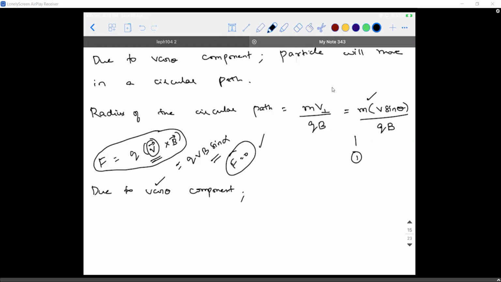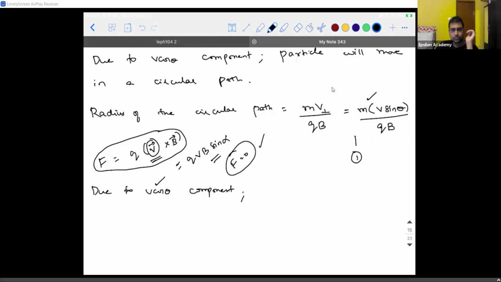Does not move, sir. It moves. It will move. When force is 0, it is acceleration that is 0, because F is equal to ma. So acceleration is 0. What can I say? Due to the V cos theta component, the particle moves in a straight line path with a constant velocity.